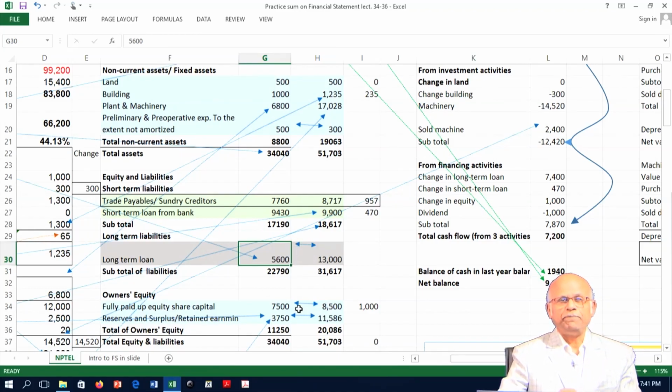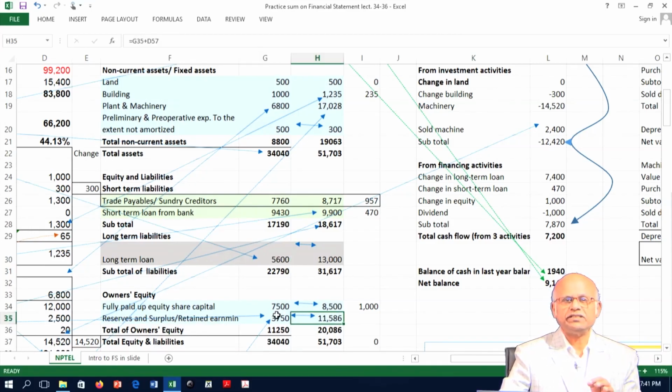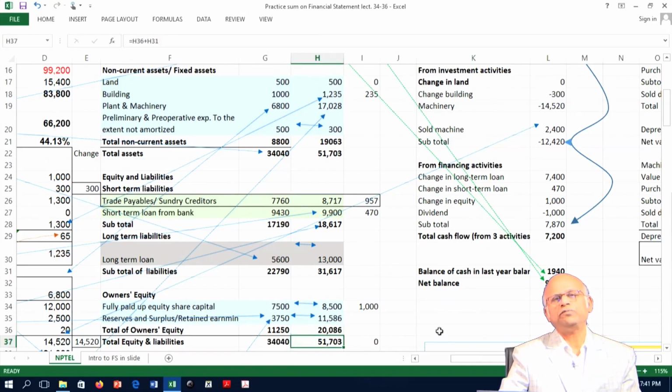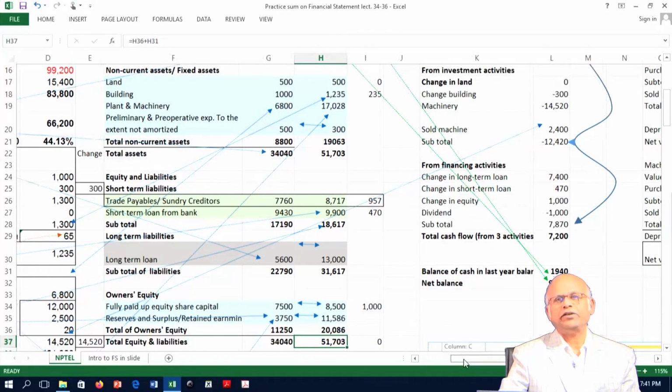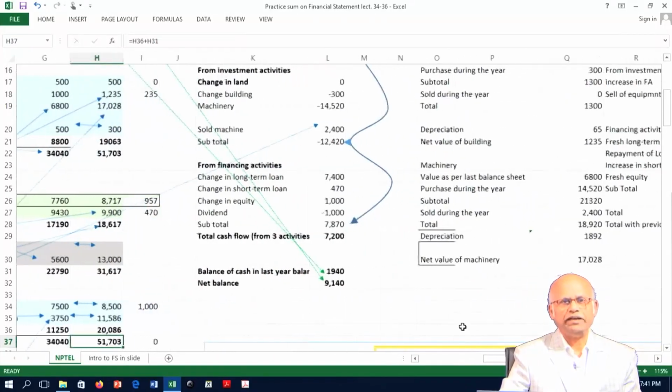Paid up capital was 7500, now you added 1000 more during the year, new capital was inducted by the founders, that becomes 8500. Reserves and surplus, you know that retained earning is added to the previous year's reserves and surplus and you get 20,000. So, you get the entire balance sheet populated, and that is all about the balance sheet.